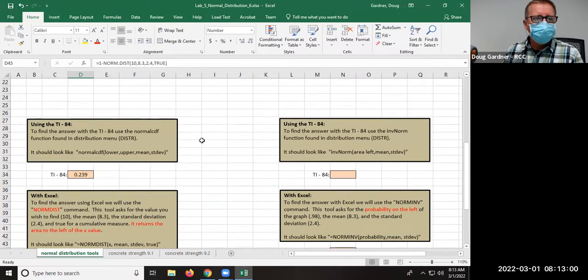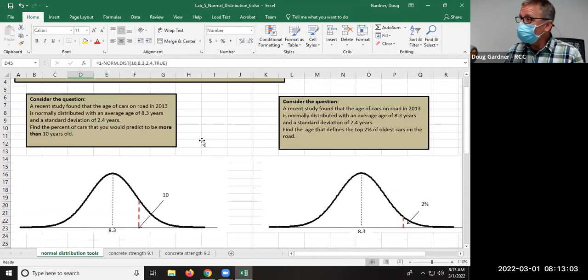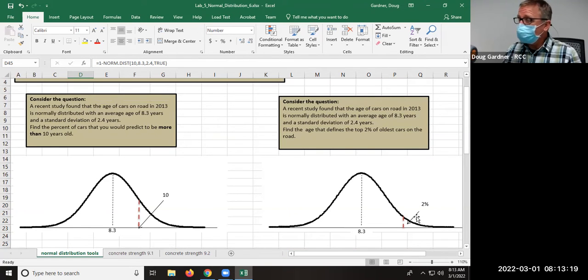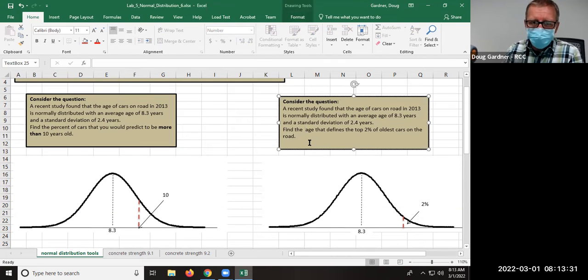Cool. So this is one type of problem we had where you know the boundaries. You know that, hey, I'm interested in cars where the boundary is 10, and then I'm interested in above that. But then there were problems where we went the other direction, where I knew the percent but I wanted the boundary. So notice same exact data, except this time the person has a different question. Their question is, find the age that defines the top 2% of oldest cars.